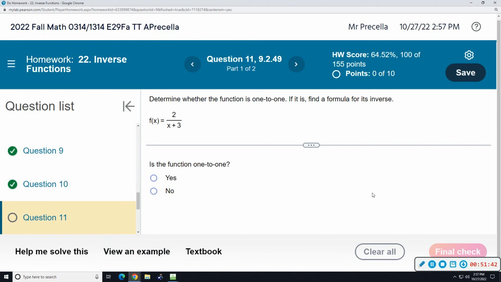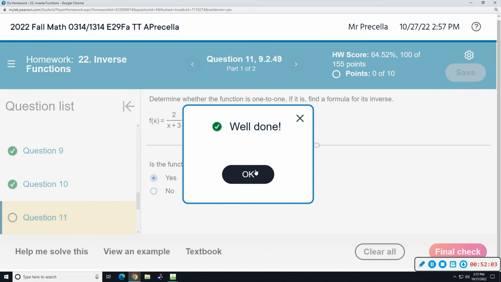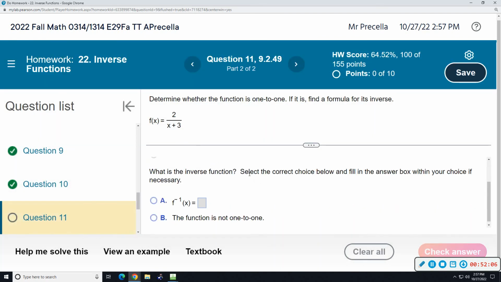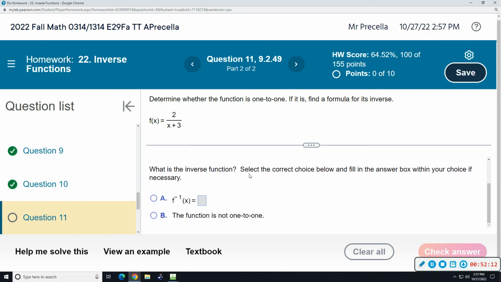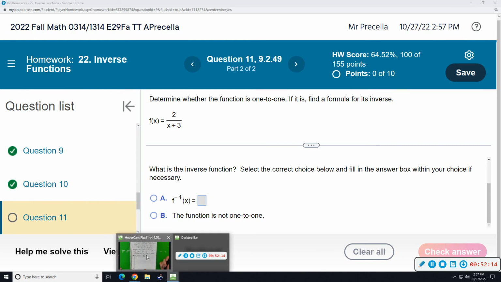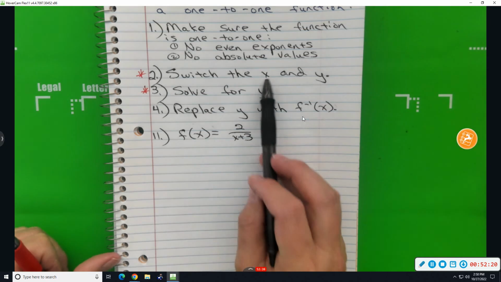So this is number 11. Let me write it down. We have the function f of x is equal to 2 over x plus 3. And we've already said, yes, it is one-to-one. There are no even exponents, no absolute values. So now they want us to find the inverse. We're going to switch the x and y.